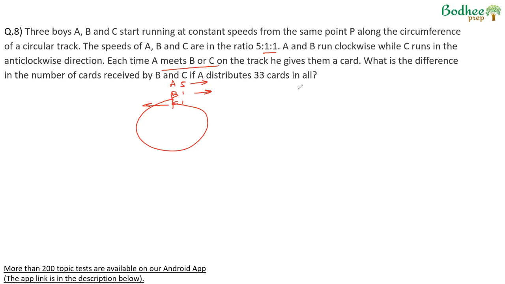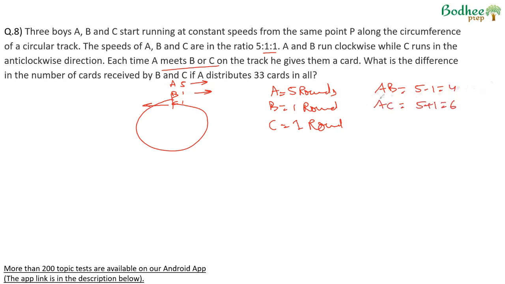Since A and B are moving in the same direction with speeds ratio 5 is to 1, when A does 5 rounds, B would do one round, and C would do one round. Since A and B are in the same direction, number of meetings of AB will be 5 minus 1, that is 4. Number of meetings of AC will be opposite direction, 5 plus 1, which is 6. So when B gets 4 cards, C will get 6 cards.